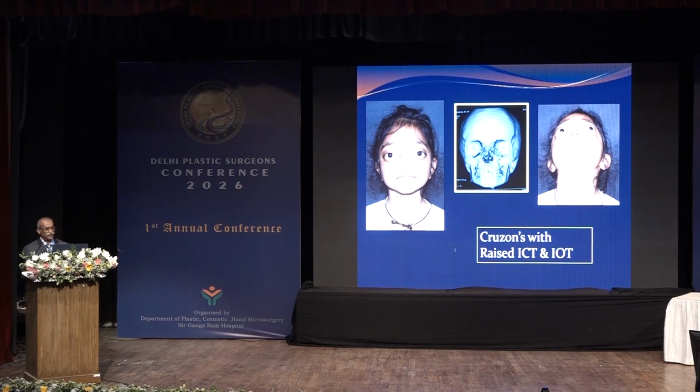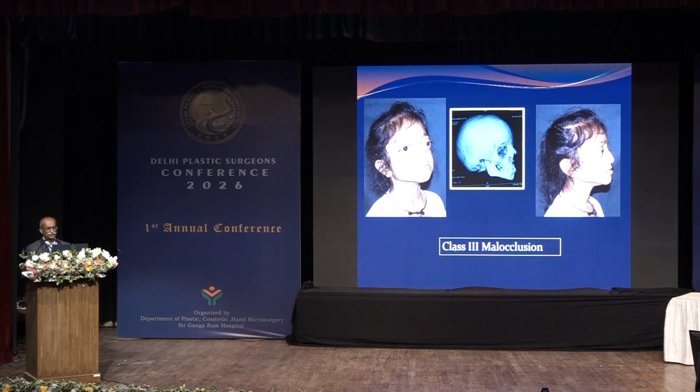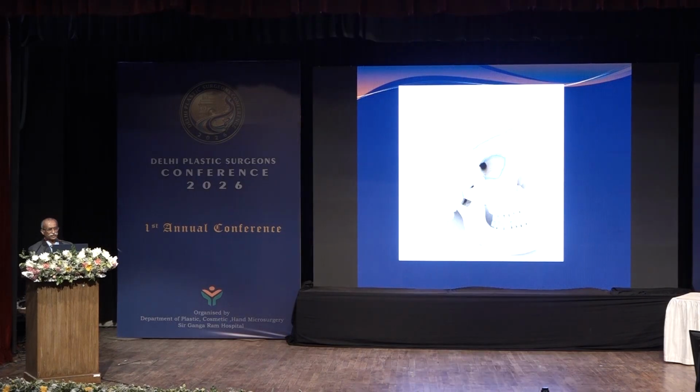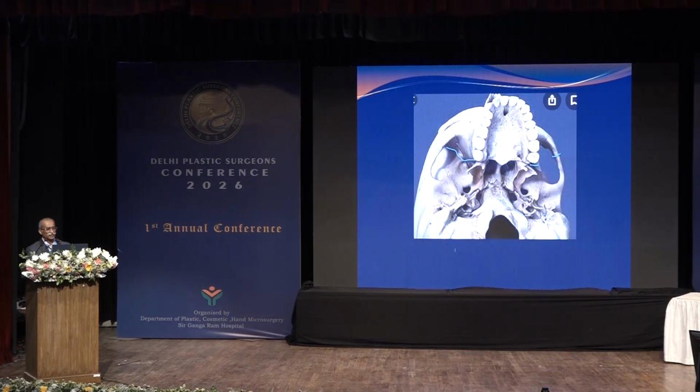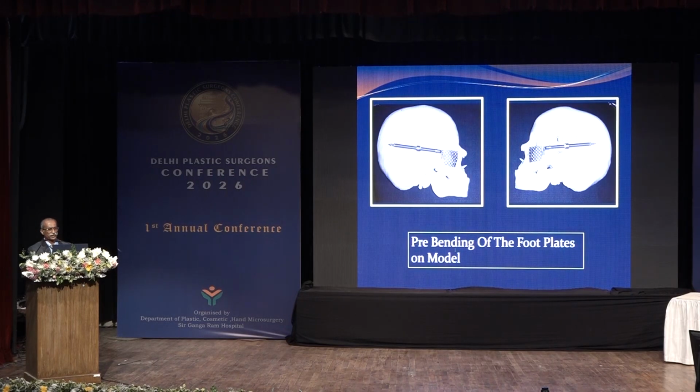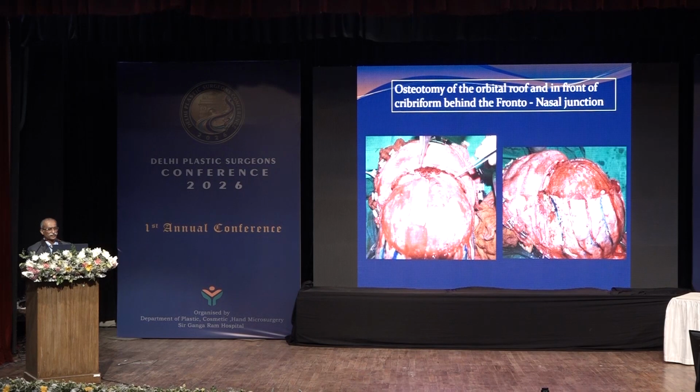This is a patient, a late presentation of Crouzon, with raised intracranial tension, raised intraorbital tension, class 3 malocclusion causing obstructive sleep apnea. We did a craniofacial approach by frontal craniotomy, periorbital osteotomy, zygomatic arch osteotomy, the lateral wall of the orbit coming down till the pterygomaxillary disjunction. Then this is a stereolithographic model. Then this is the osteotomy which is completed both at the skull base and the lateral part.